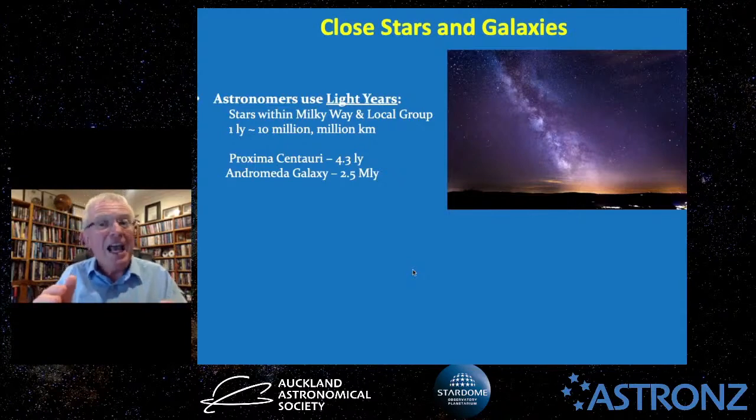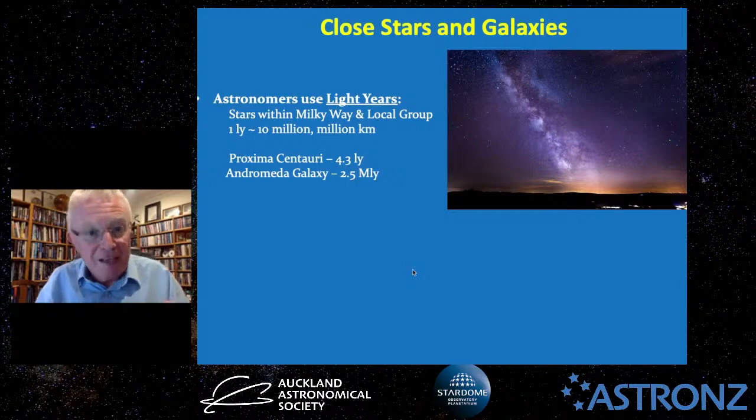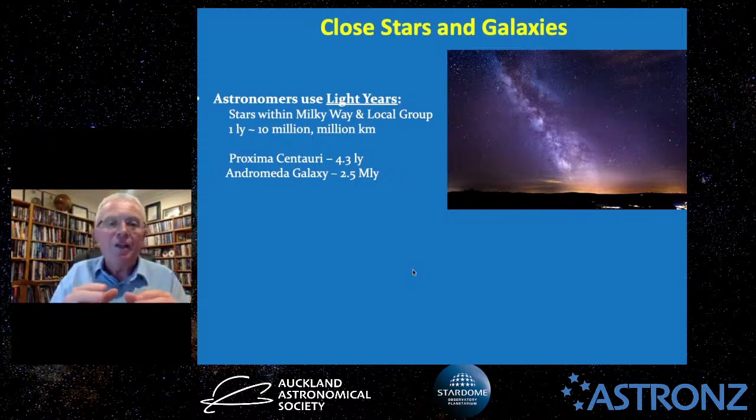Light travels at 300,000 kilometers per second. That's a blink of an eyelid, about 6 laps of the Earth. Bang, like that. That's amazing. So they use light years to measure the distance to stars within the Milky Way and also our local group, a little cluster of galaxies nearby to us.